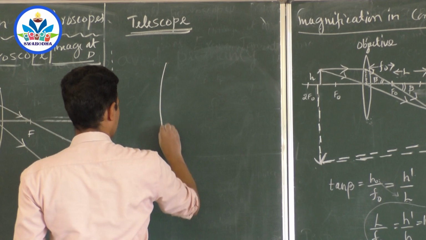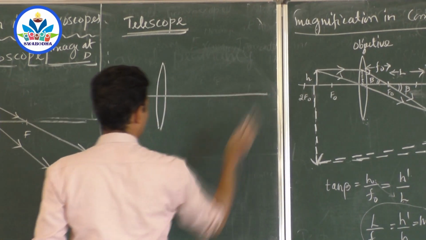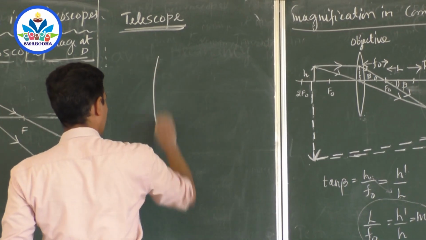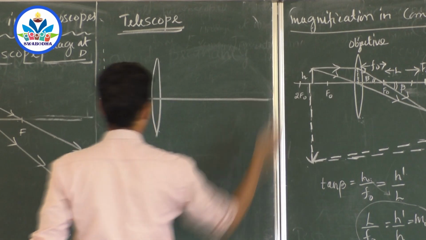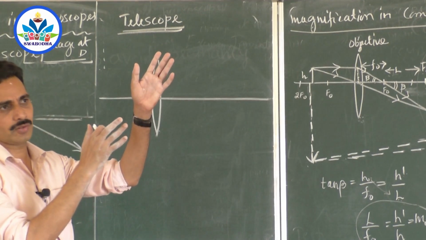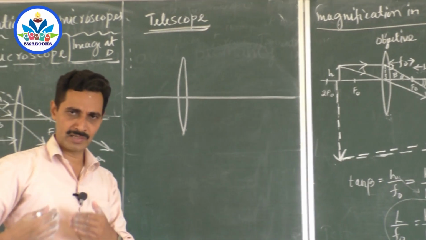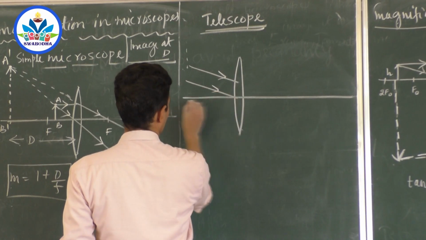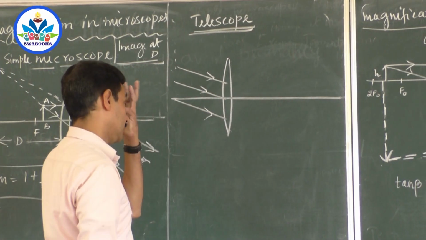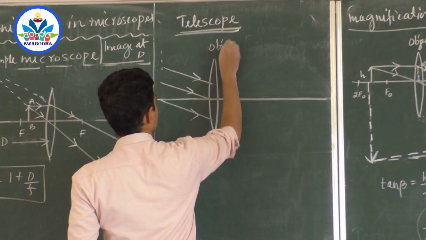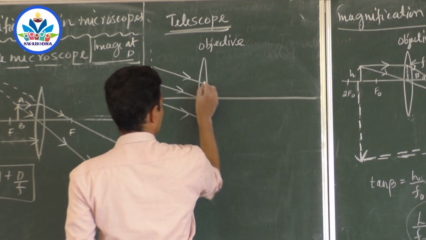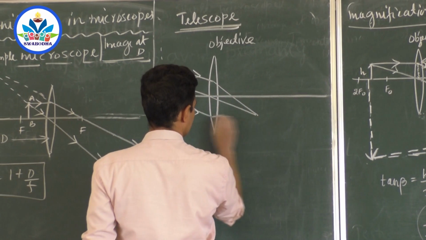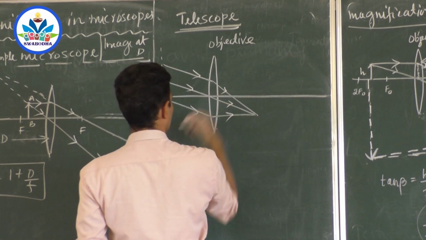Shall I draw the diagram here? So this is an objective, this is the principal axis, and rays from the distant object are coming, because we always focus the telescope on a very distant object. Parallel rays will be coming to the objective, and I will draw those parallel rays like this, 1, 2 and 3. The objective will pass those parallel rays and focus them at a particular point, and that point is called the focus. So these rays move like this and meet at the focus.